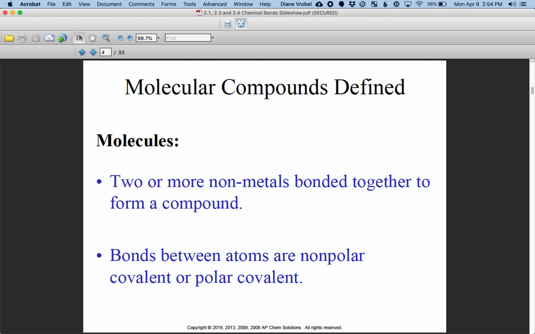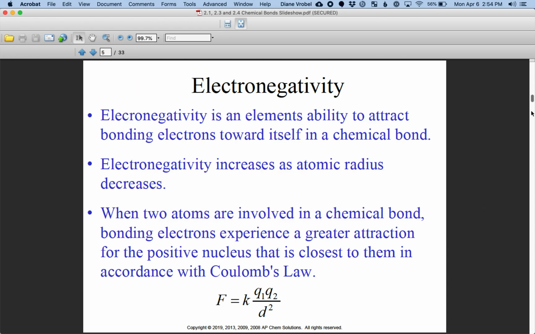Now, a molecule is slightly different than an ionic compound. It typically is 2 or more atoms that are bonded together and they are nonmetals. The 2 types that we typically have are polar and nonpolar covalent. And we will talk about how you know which type you have based on your elements.